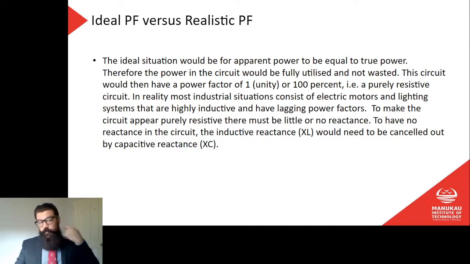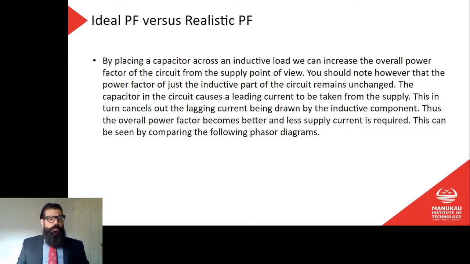So to get no reactance in the circuit, the inductive reactance that's inherently part of the circuit, as it says there, motor or lighting inductive loads, we would need to add in capacitive reactance to cancel that out. So by placing a capacitor across an inductive load, we can increase the overall power factor of the circuit from the supply point of view.